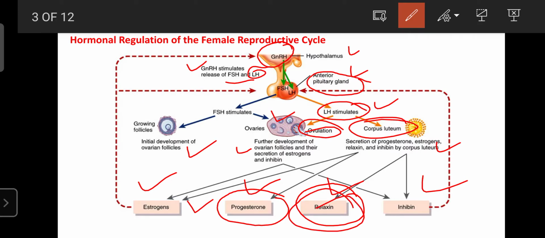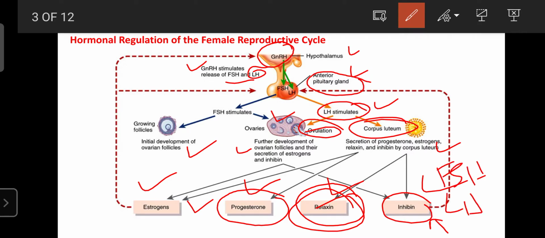Okay, then another hormone that comes under the female reproductive system is known as inhibin. As the name indicates, it inhibits. It is secreted from the corpus luteum, as well as from the growing follicular cells or granulosa cells. This inhibin mainly inhibits the secretion of FSH and LH.